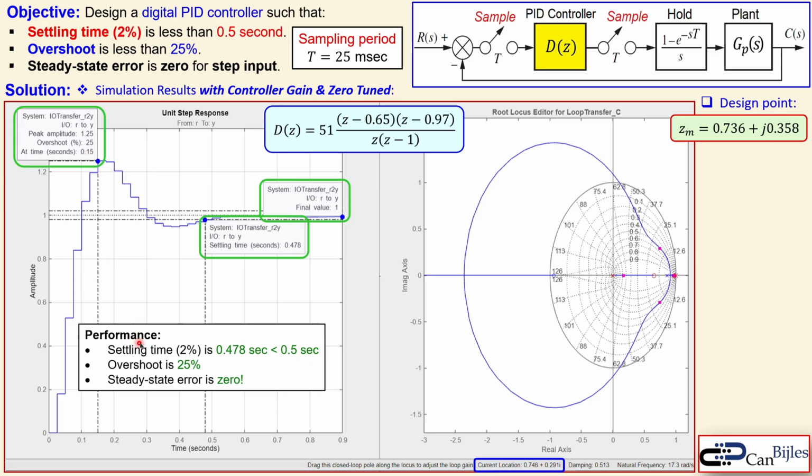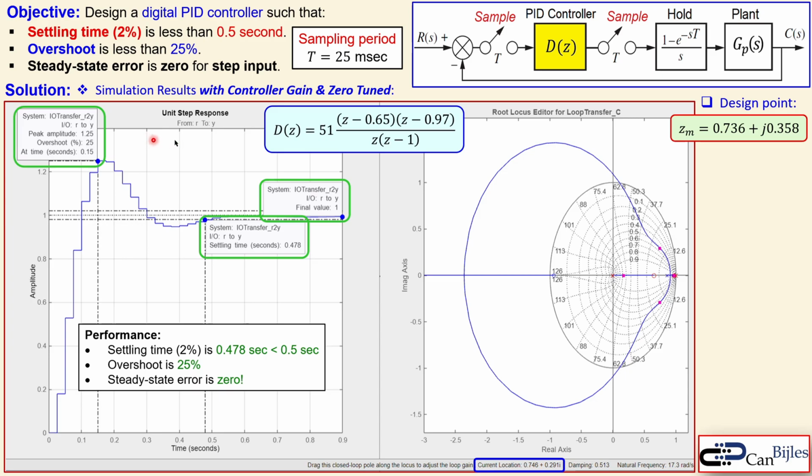The performance here is that the settling time is 0.478 seconds, so smaller than 0.5 seconds. 25% for the overshoot, also at the edge, but still okay. And our steady state error is 0 because the final value is 1 for a unit step input. Now in this case, you see that this tuned PID controller will do the job and that meets the specifications.